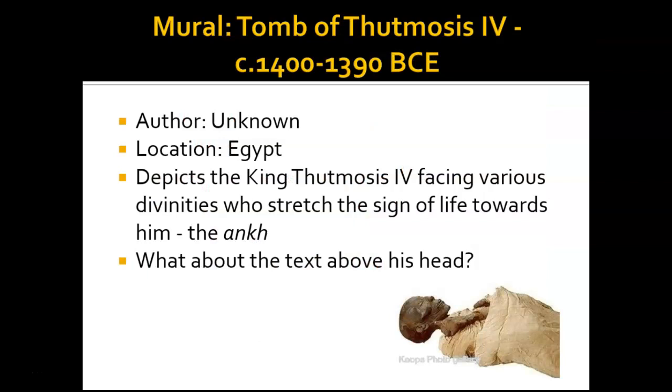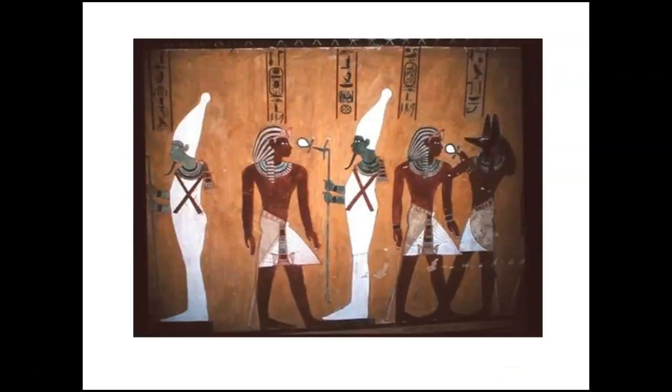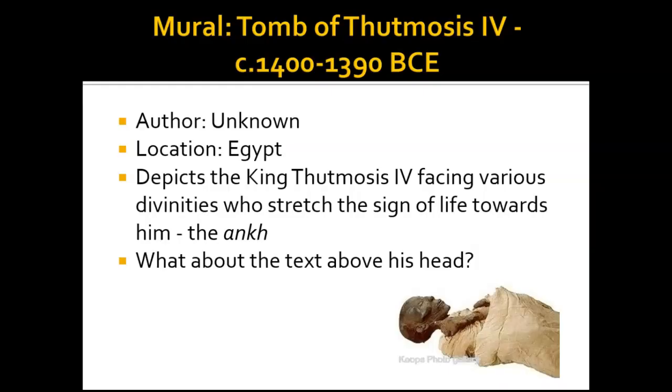All right, so this is actually a mural. It's in the tomb of Thutmose IV. We don't know who made it, but we do know it's Egyptian. I mean, it's pretty obvious. The location, it's still there. And it depicts King Thutmose IV facing various divinities who stretch the sign of life towards him, which is known as the Ankh. That tells us a lot about Egyptian culture, specifically in terms of religion and how they view life and death. Then again, what about the text above his head? What do you think that is? What is that telling us? What does that tell us about their writing system? These are all questions you have to think about when you're viewing a source.